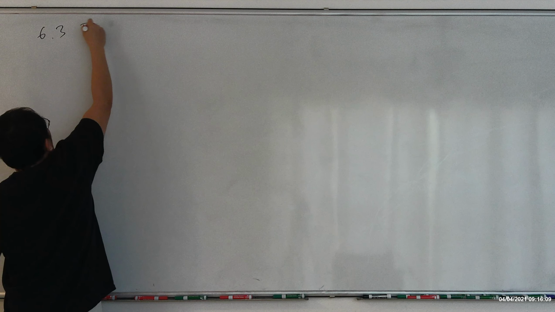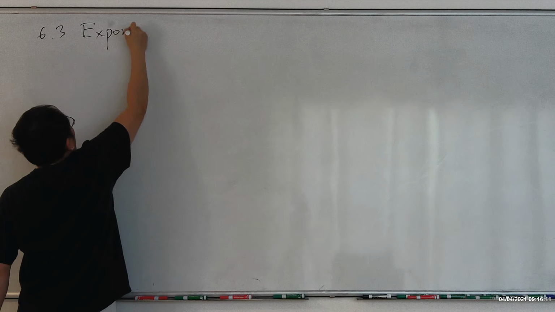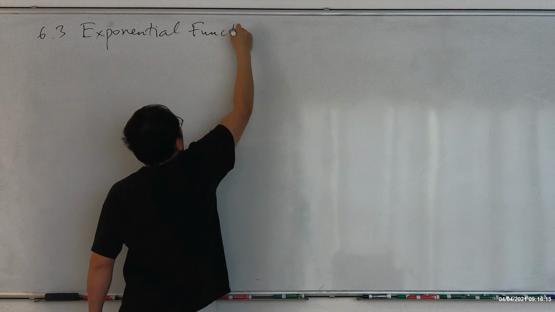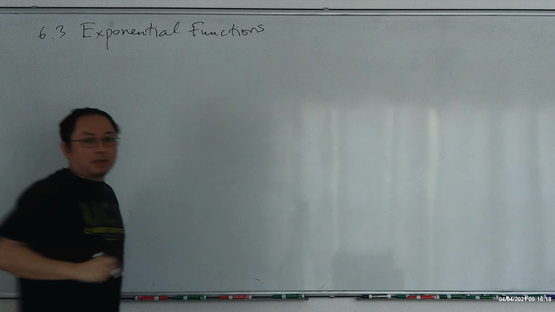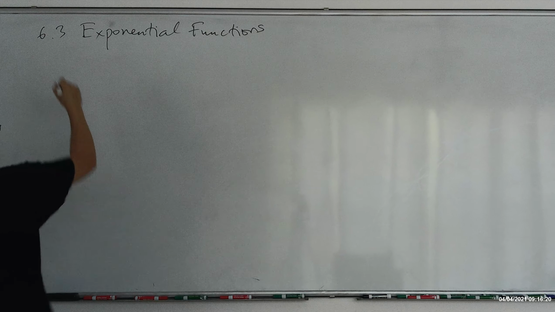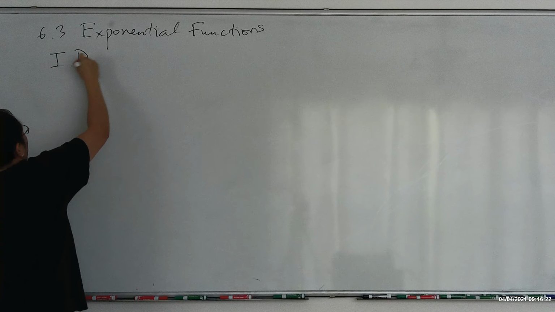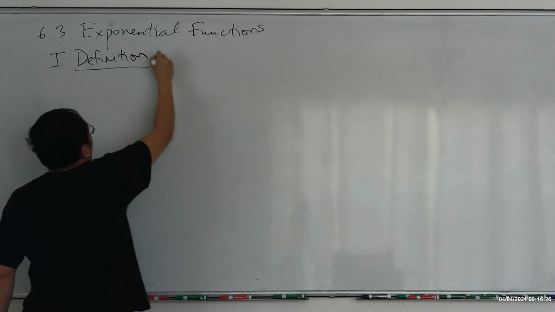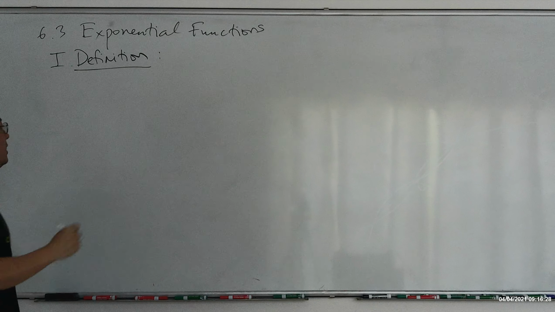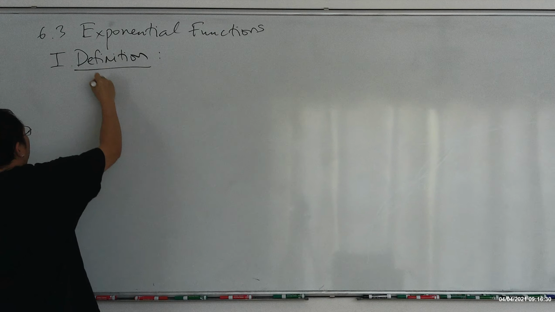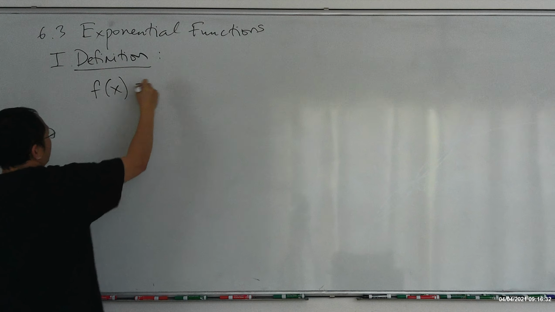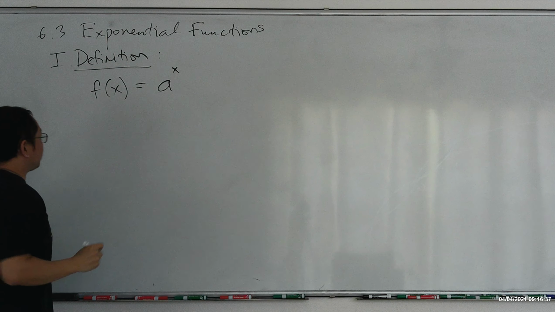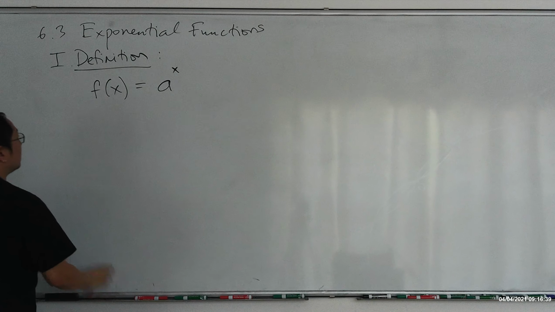6.3 exponential functions. And then I'll show you some properties of exponential functions. But first, let me give you the definition. An exponential function is a function that looks like this. An exponential function is a function of the form f of x equal to a to the x. Okay? Let's box that first.